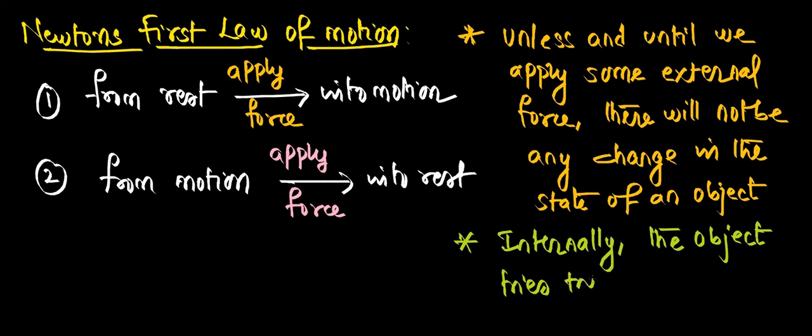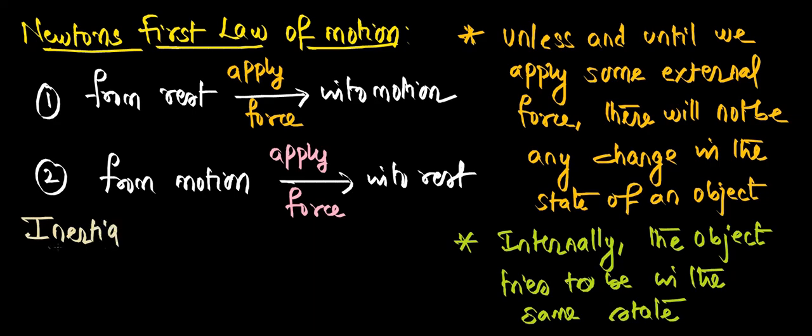The object tries to be in the same state. What does it mean? You apply the force, it will go from rest to motion or motion to rest. That is clear. But what will the body be trying to do? Somebody applied force on me, let me be at rest, let me be in motion. It will think like that, it will try for that. So this tendency of the body to continue the same state is called inertia.